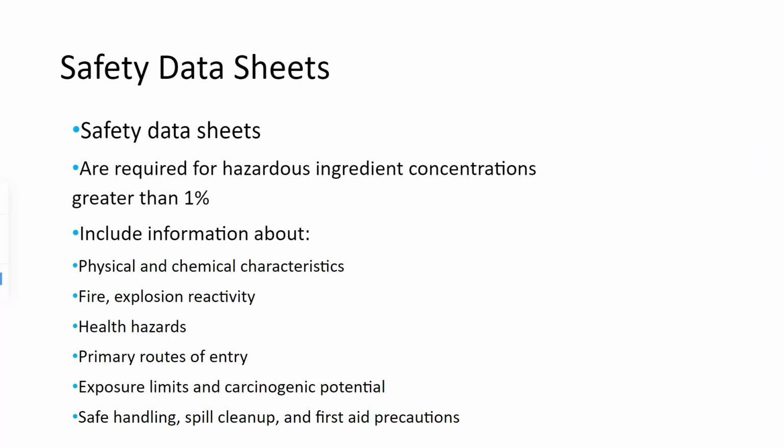Safety data sheets are required for hazardous ingredient concentrations greater than 1%. They include information about physical and chemical characteristics, fire, explosion, reactivity, health hazards, primary routes of entry, exposure limits and carcinogenic potential, safe handling, spill cleanup, and first aid precautions.